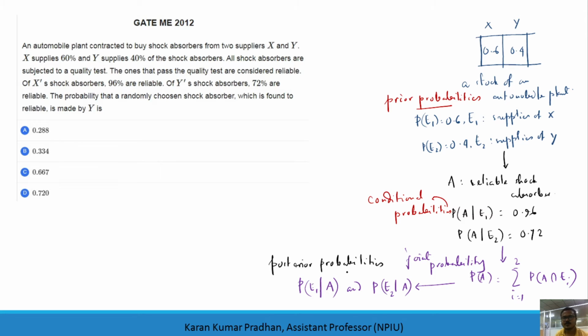So now you got to know about the structure of a Bayes theorem. That means you have to start with the prior information, then you put a new information to the stock, which is your reliable shock observer in this case. Then you'll find the joint probability and the posterior probabilities, right? So now let's go to the statement of the Bayes theorem.